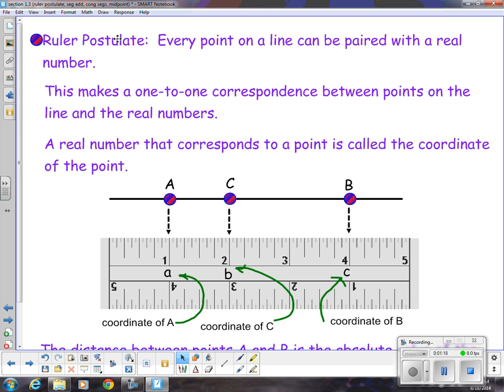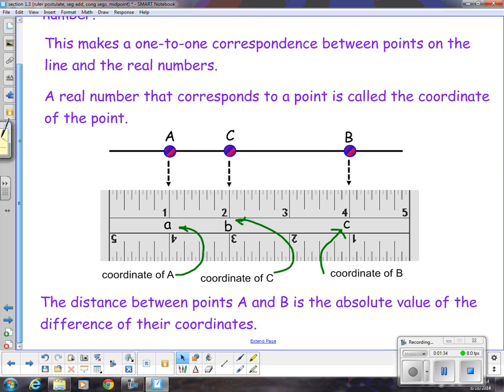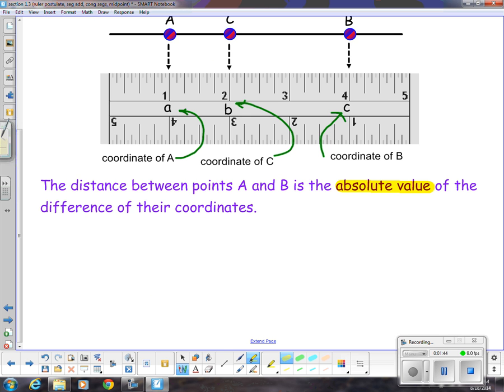So all the ruler postulate says is that we can align points on a geometric line to a number line, and once we can do this, now we can find the length from B to C, or from C to A. So that's huge. The distance between points A and B is the absolute value of the difference in their coordinates. Do you all remember what absolute value is? Now, we've got several vocabulary words here. Here's another one, difference. When you see the word difference, that is a very, very sophisticated way of saying subtract.